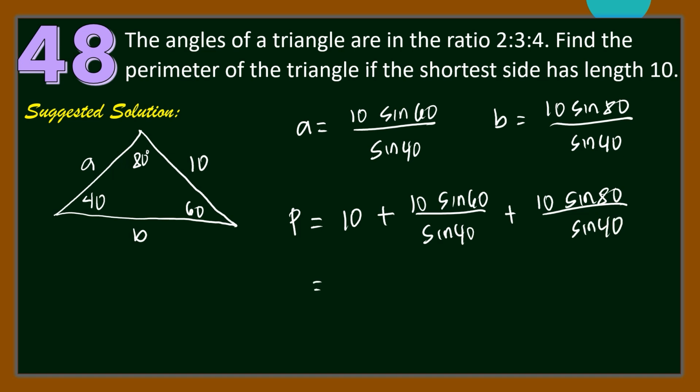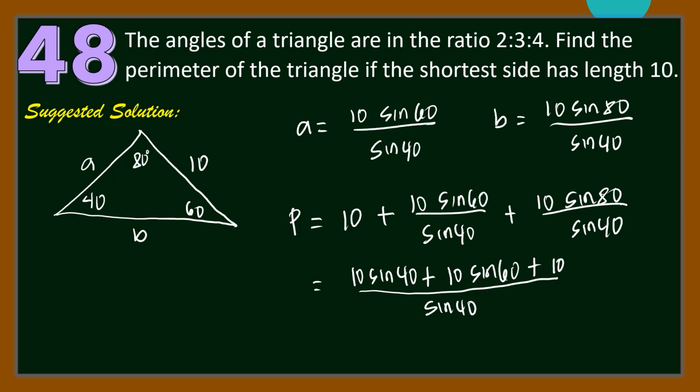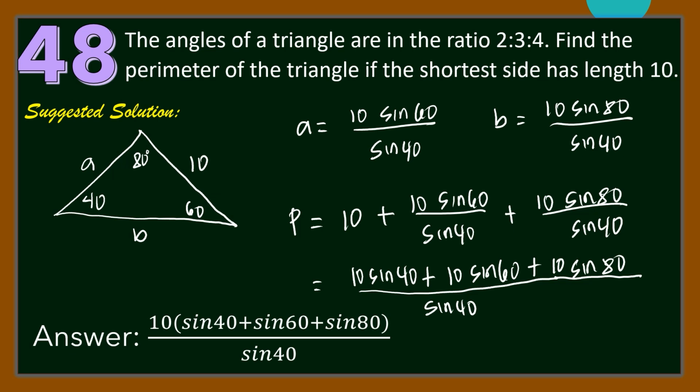Let the LCD be equal to sine 40 degrees. Then we have 10 sine 40 plus 10 sine 60 plus 10 sine 80 all over sine 40 to be the perimeter of the triangle, and this can be simplified as 10 times the quantity sine 40 plus sine 60 plus sine 80 close quantity all over sine 40.